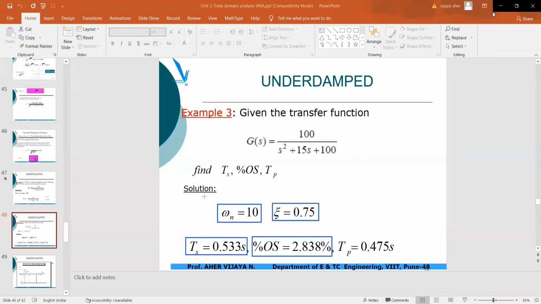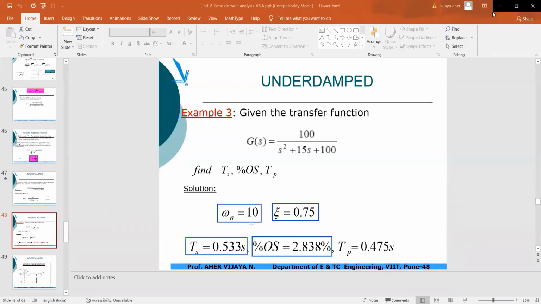Then third, write the equation for peak time. What is the equation for peak time? What is the equation for peak time? Pi upon omega d. Okay, so put the equation, put the value.